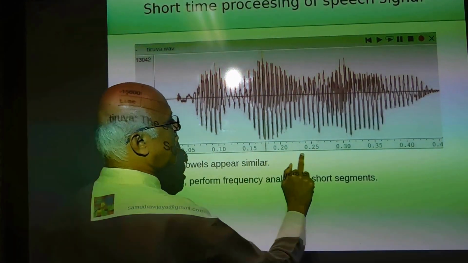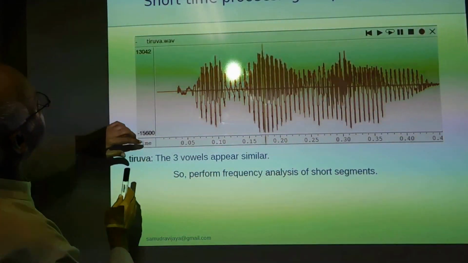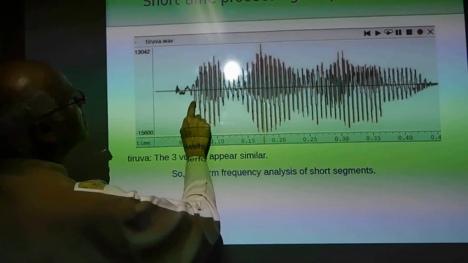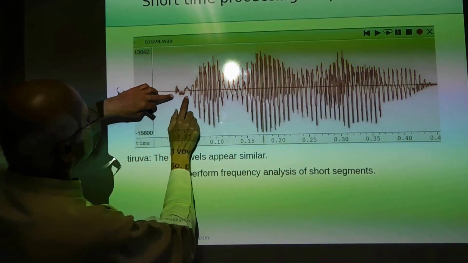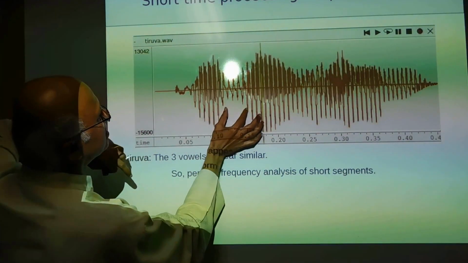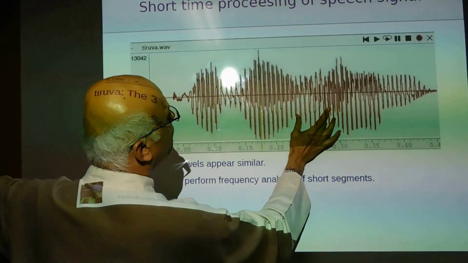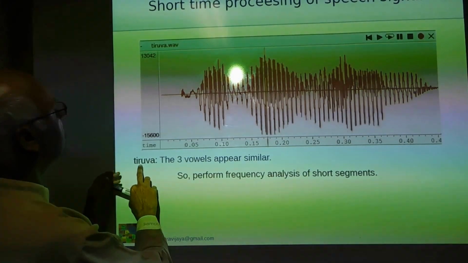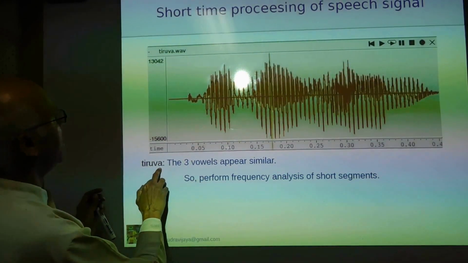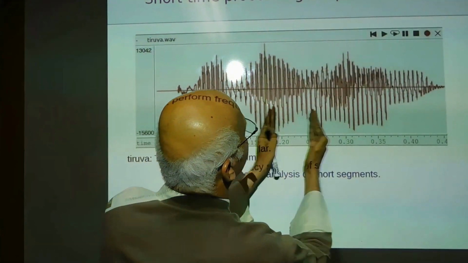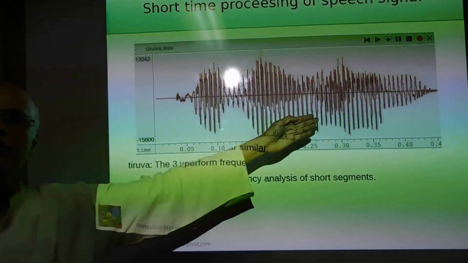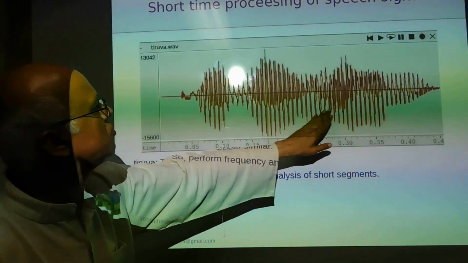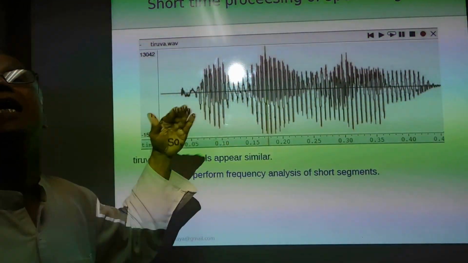On the x-axis is the time in seconds, on the y-axis is the amplitude in some digitized form. So you see that this is the word Tiruvan. Ta is here, E is here, R is here, U is here, W, A, N. In this particular sound, there are three vowels: E, U, and A. If you look at this time waveform, which is the input signal to the system, it's very difficult to distinguish between these three sounds. They appear similar.